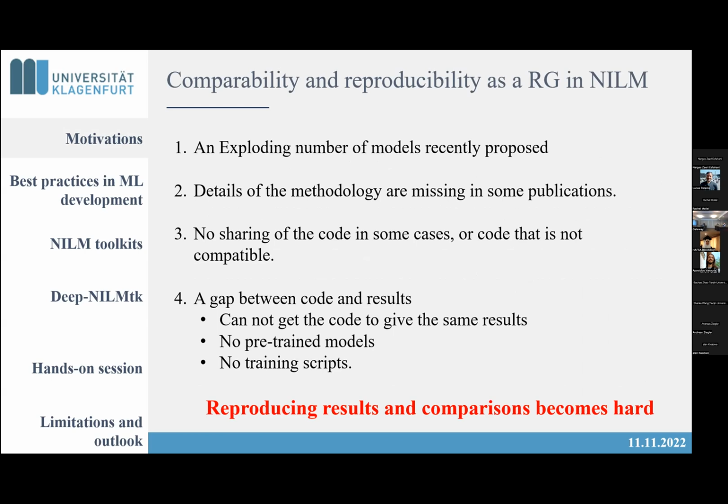So in summary, we have, as I said, an exploding number of models that is recently proposed, which doesn't have to be a bad thing. Actually, it's really nice to have a lot of development and to notice that NILM is gaining interest from scholars. But the problem is that sometimes the details of the methodologies are missing in some publications. Sometimes the code is not shared, or if it's shared, it's not compatible or it's not working. Sometimes we have a gap between the code and the results, and all these issues together are negatively impacting reproducibility and comparison.